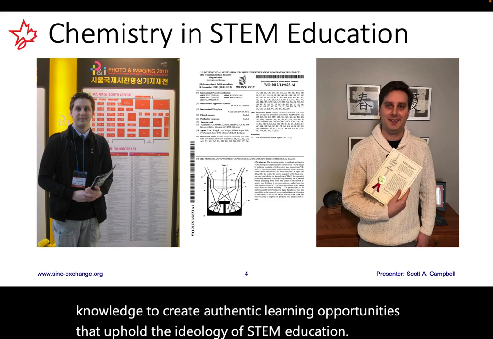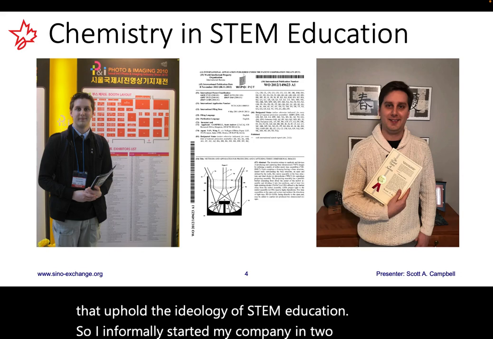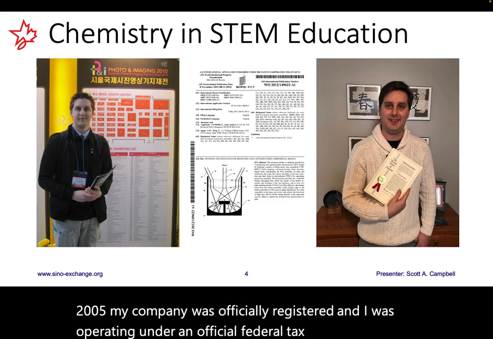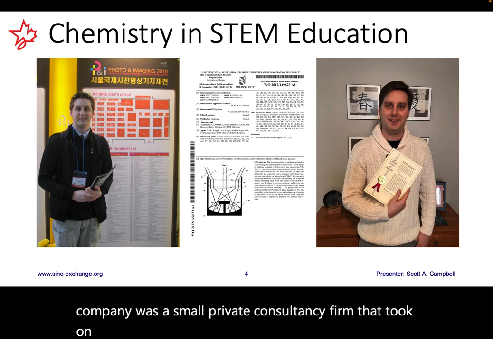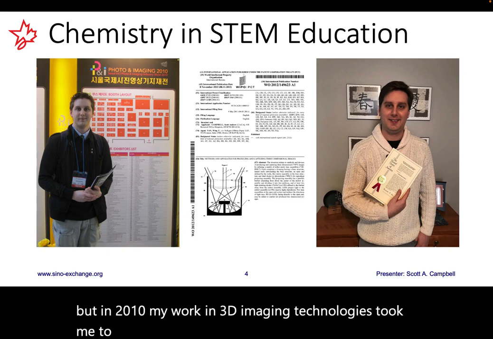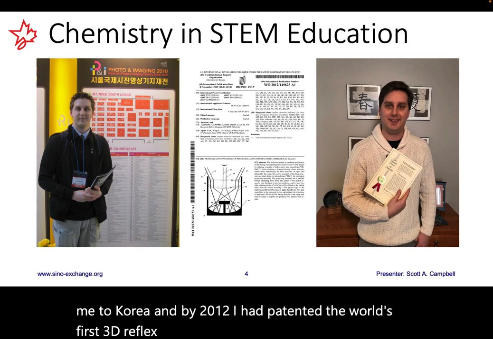So I informally started my company in 2002, and by 2005 my company was officially registered and I was operating under an official federal tax ID. Now, my company was a small private consultancy firm that took on a large number of different projects over the years. But in 2010, my work in 3D imaging technologies took me to Korea, and by 2012, I had patented the world's first 3D reflex microlens imaging technology.